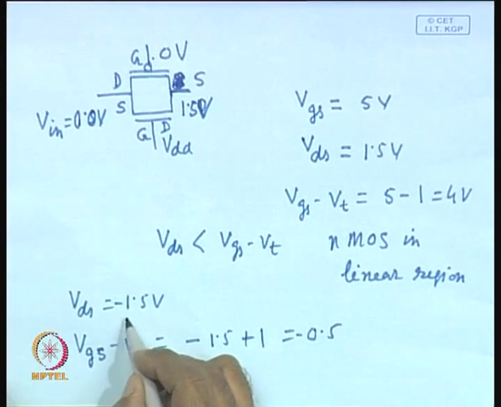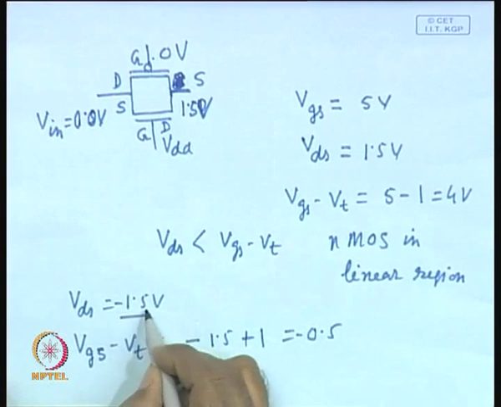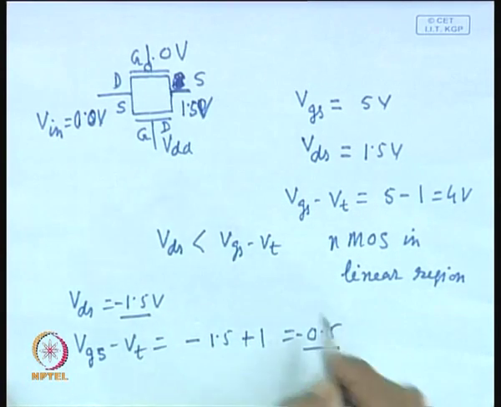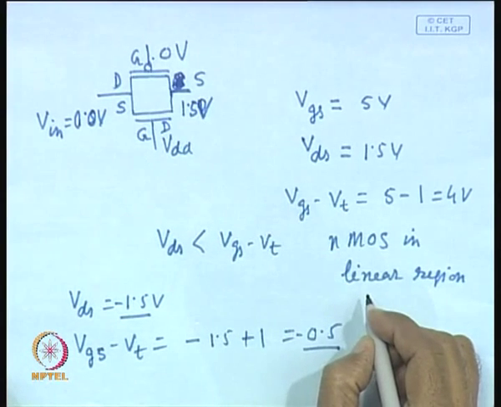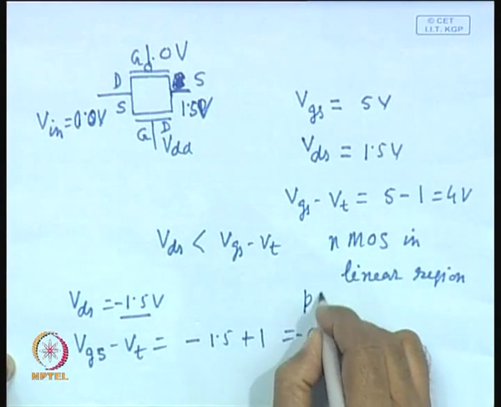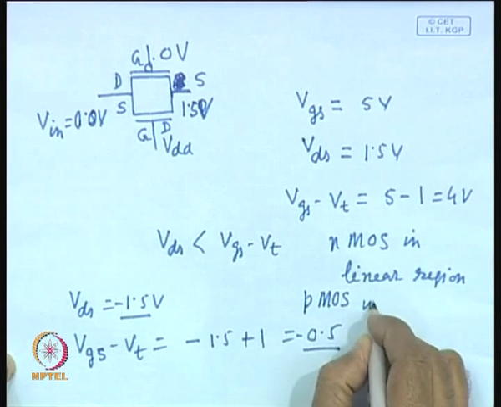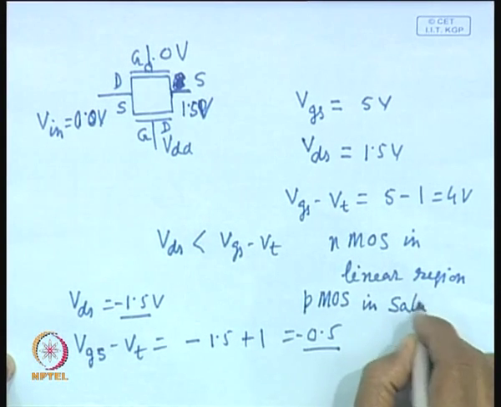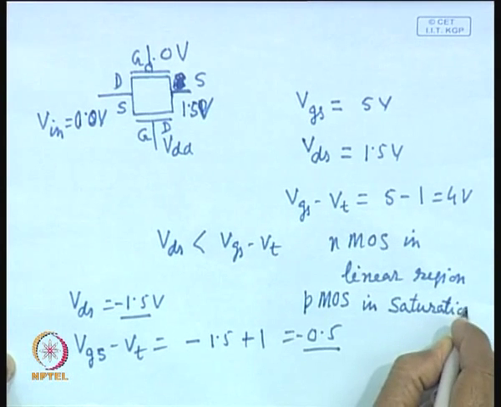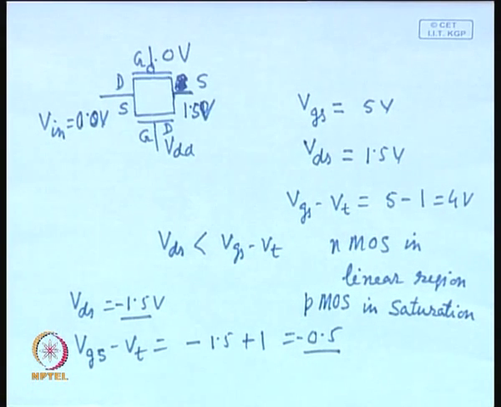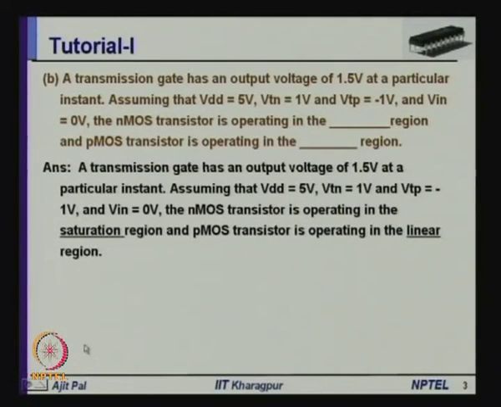This one is less than this one. So, therefore, this transistor will be in saturation. That means PMOS in saturation. Okay. So, PMOS will be in saturation and NMOS will be in linear region. Oh, I have written it just the opposite by mistake. Okay. So, here is a typo. That means it will be in linear region NMOS and PMOS will be in saturation region. Okay.